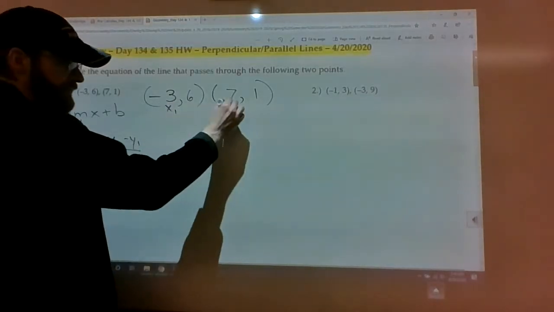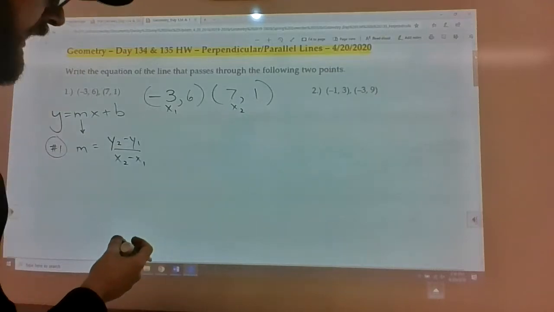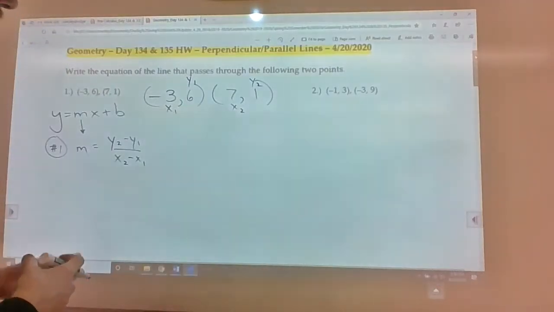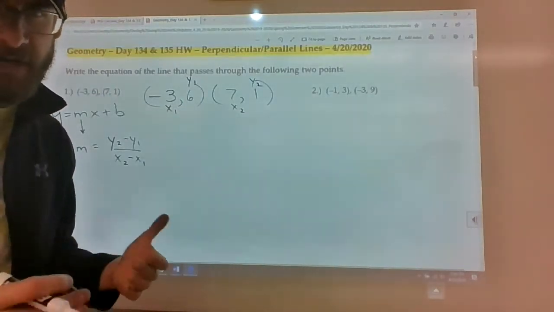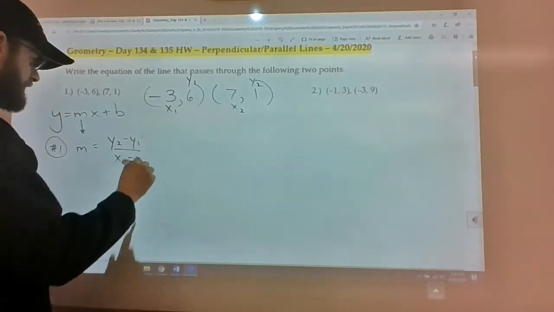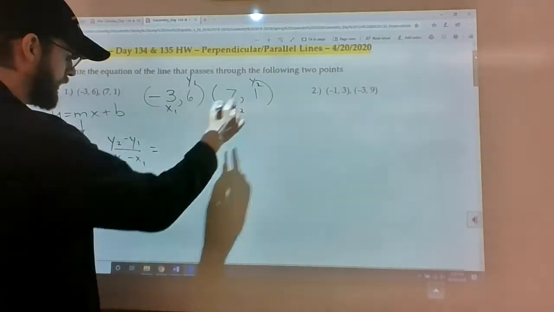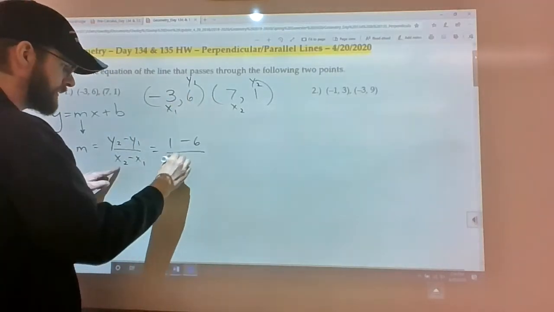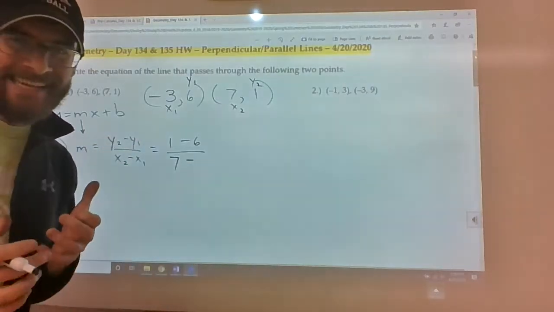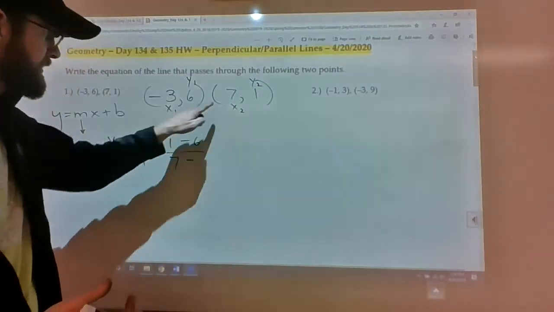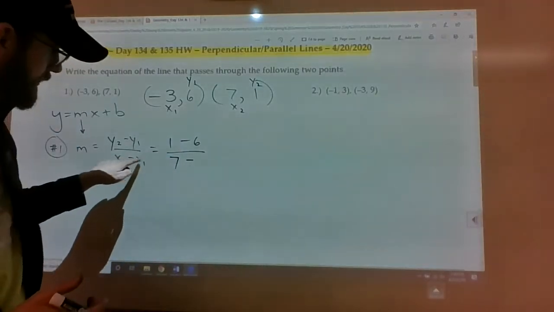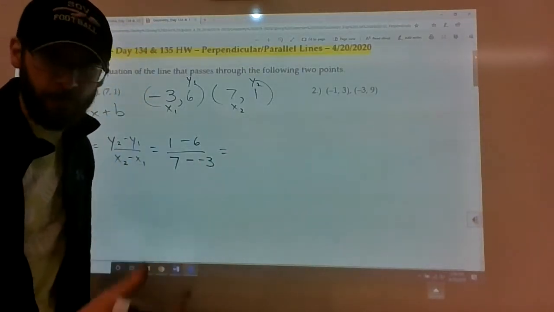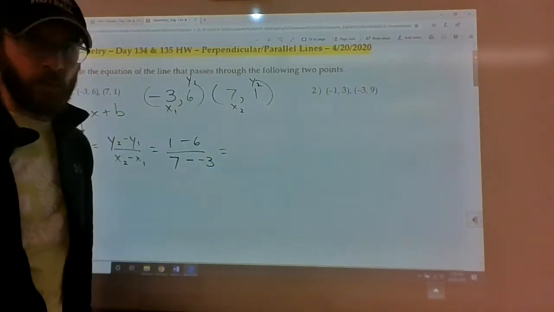So here are your x's. X's are the left coordinate. Y's are the right coordinate. Y right, x left. It's kind of an easy way to remember it if you think about it with that same vowel sound. So then y2 is going to be 1 minus 6 over 7 minus, no, it's 7 minus negative 3, not 7 minus 3. From the formula, negative 3 is my x1. So don't get caught with that. Sometimes people will just do 7 minus 3, and it will not be correct.